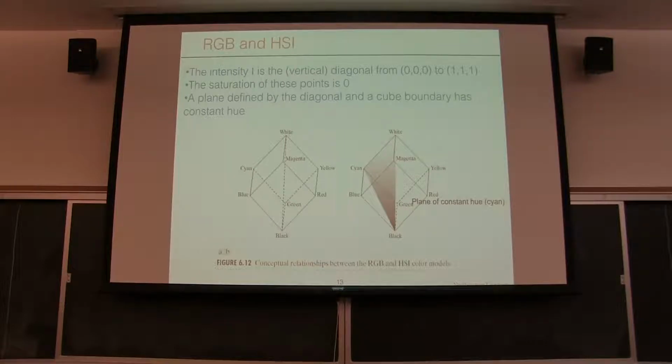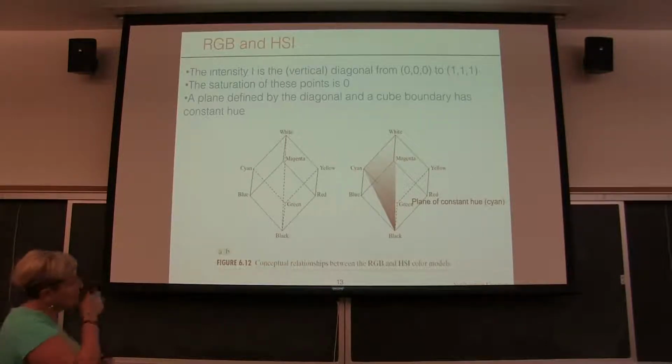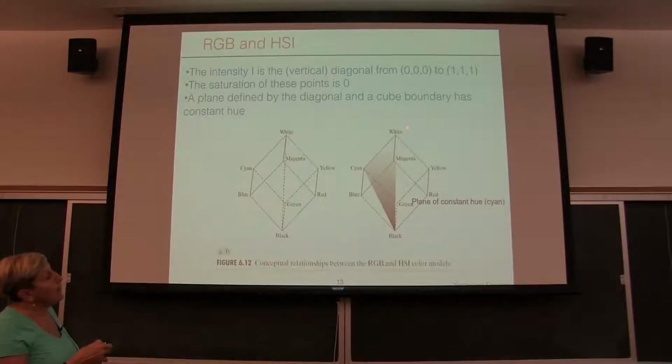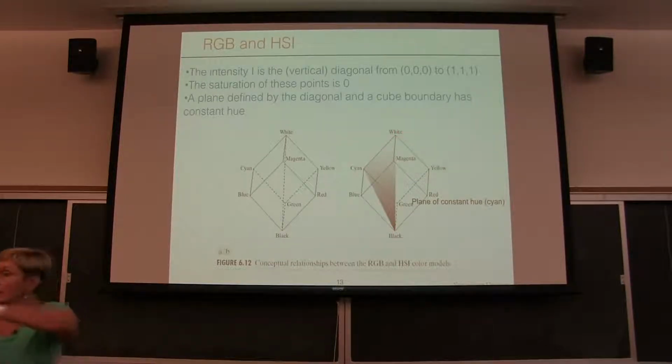Now, if I take one side of the cube, say the side between white and cyan, and I consider the plane defined by the diagonal, that is, the white and black line, and the point cyan, I have this triangle and I expand that triangle into a plane. All the points on that plane, what hue do they have?